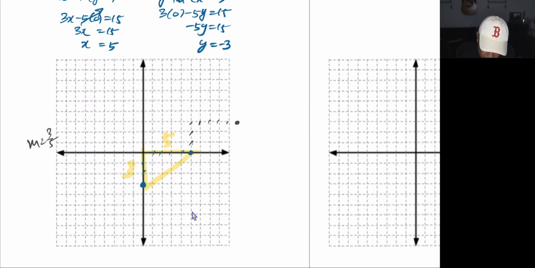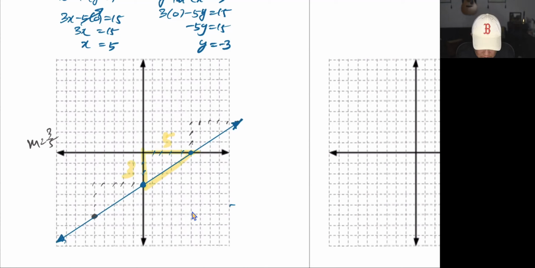Or you go left 5, 1, 2, 3, 4, 5, go down 3, 1, 2, 3, right here. And when you connect them all, right? Well, anyways, let's do that right there, guys. Okay, that looks about right. It goes through every point right there, right? So you could use the slope that you see to help you graph.